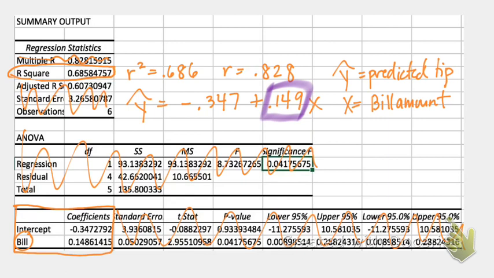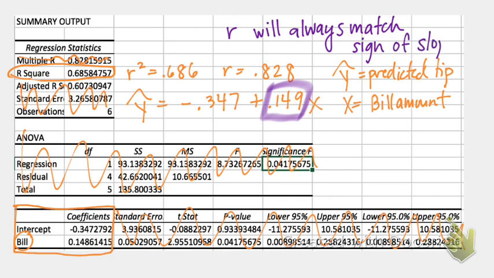Okay? So just make yourself a note that says your R will always match the sign of the slope. So if you have a positive slope, you have a positive R. If you have a negative slope, you have a negative R, but you have to add that in yourself.